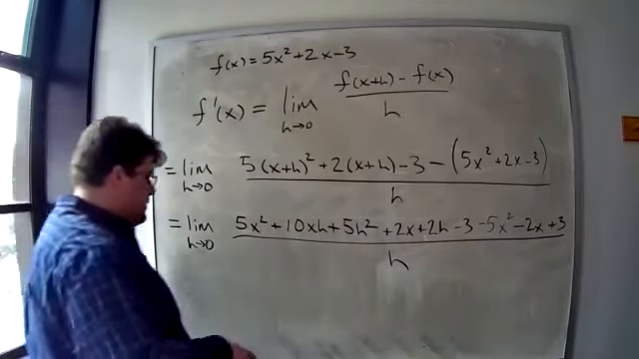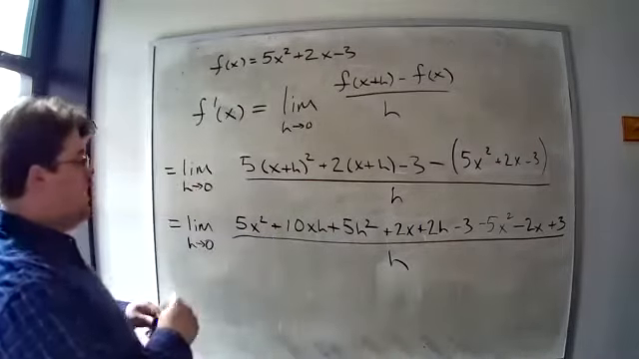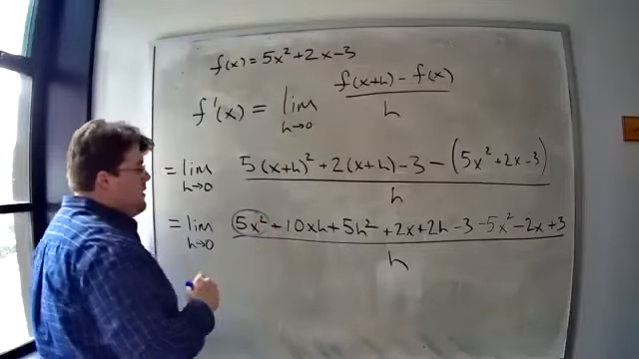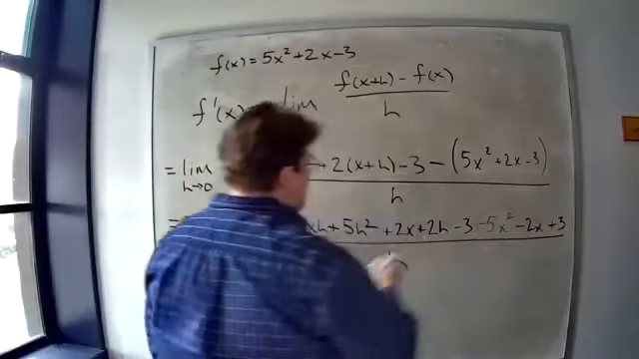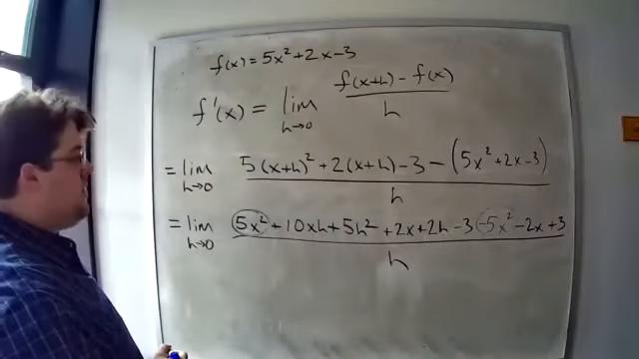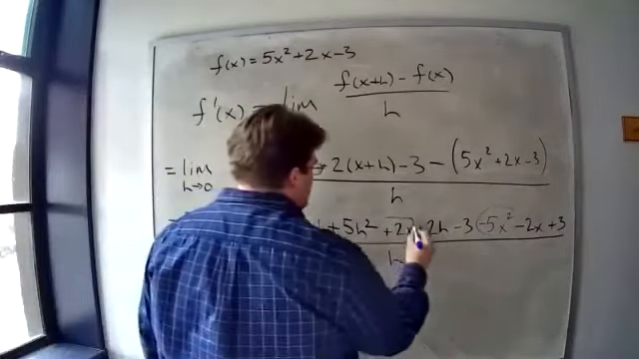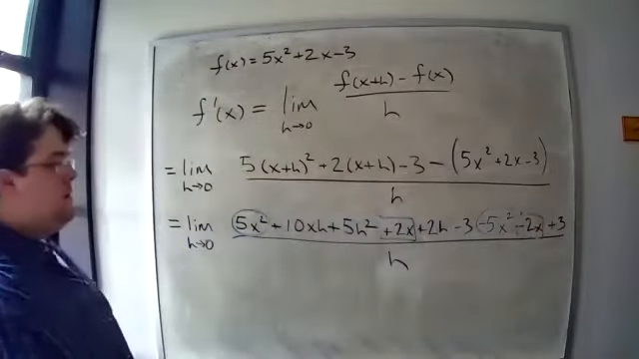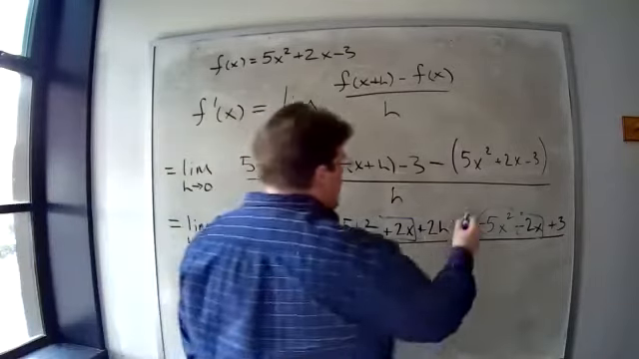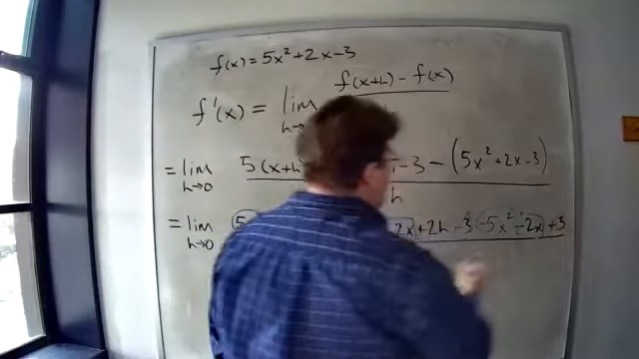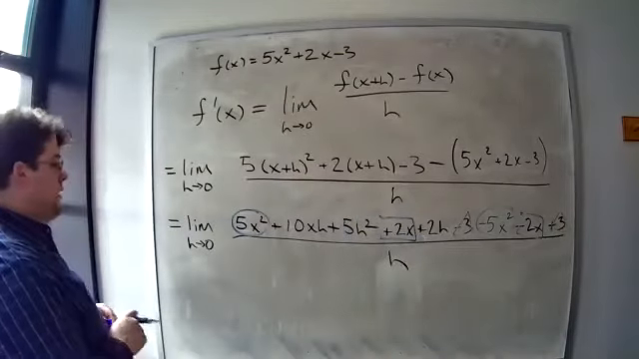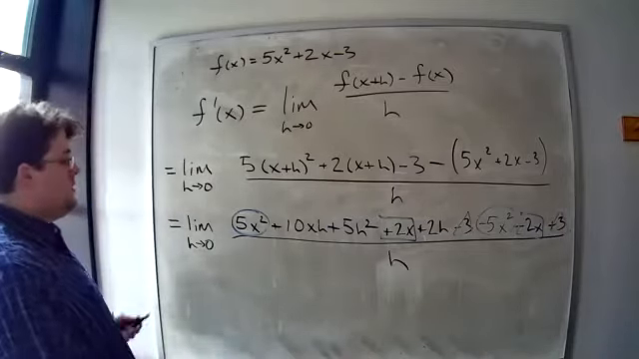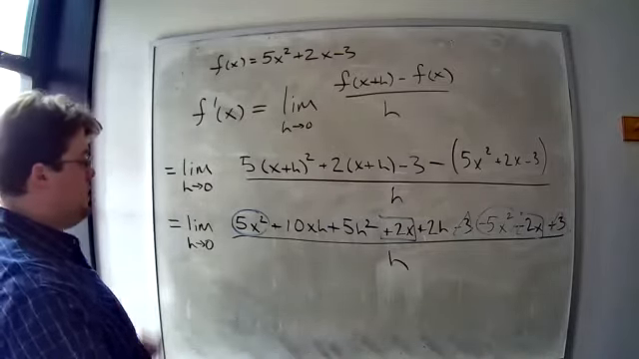Does that help us? Well, it does. How does it help us? Well, let's look at what we have. We have here a 5x squared and a negative 5x squared. Well, that adds to 0. We have a 2x and a negative 2x. That also adds to 0. We have a negative 3 and a positive 3. Those also add to 0. So everything in that numerator that's currently shaped adds to 0.